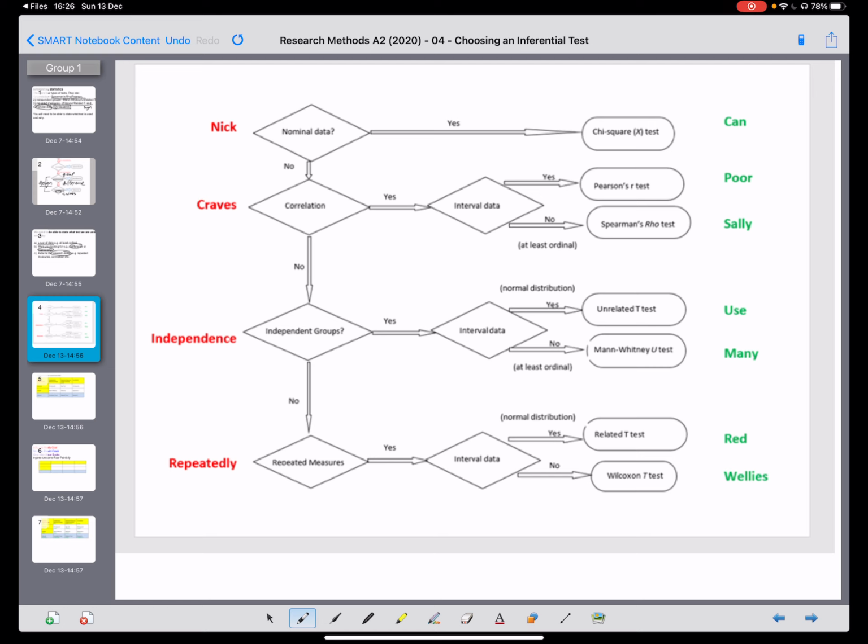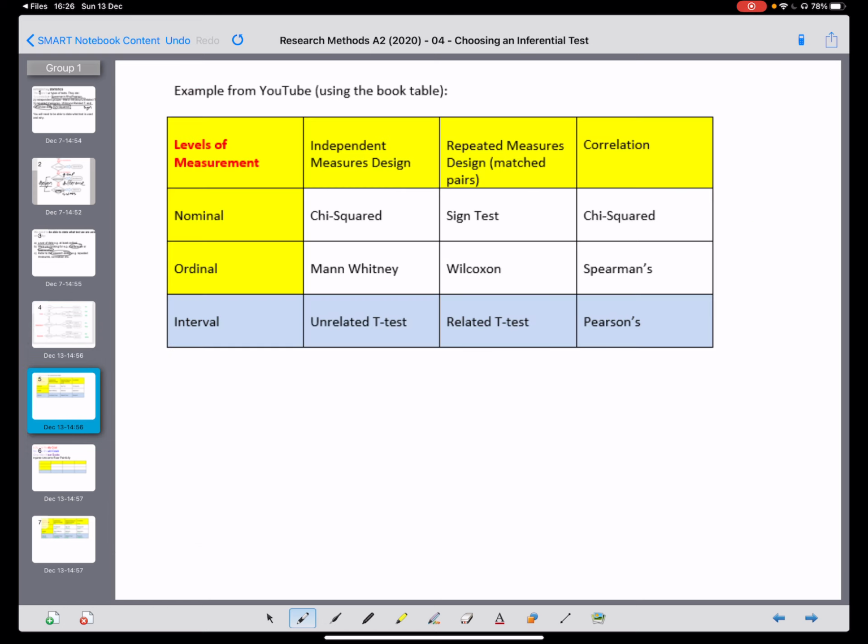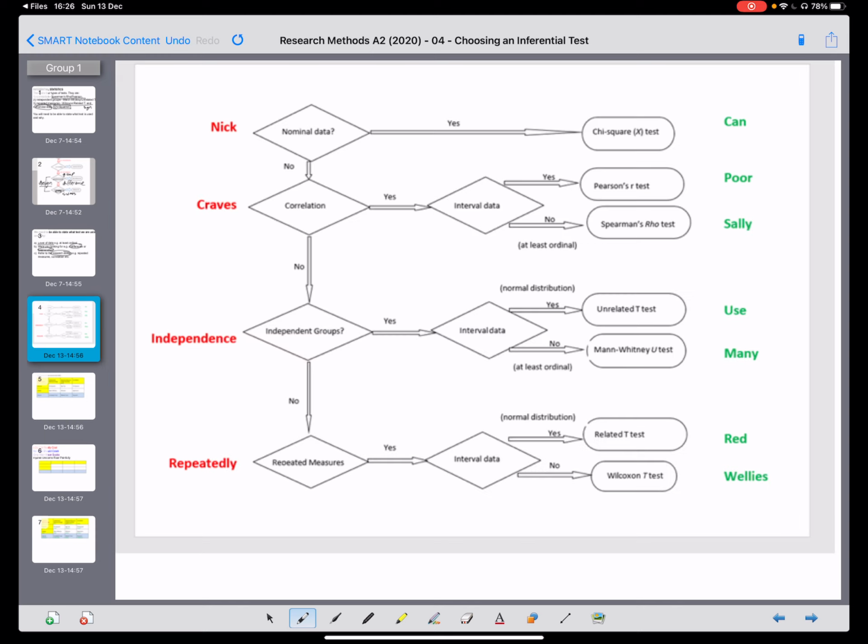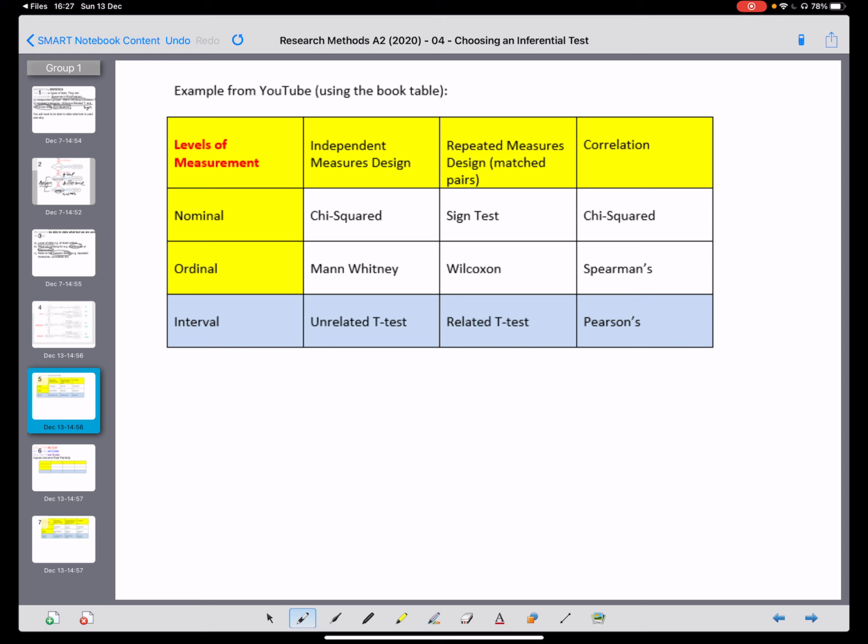Now there's another video on YouTube looking at a table that looks a bit like this. Okay, and I've added the color there just to make it a little bit more interesting. But how can I remember this table? Now I, for example, am happy with this type of flow diagram where I understand basically correlation, nominal data, and then I understand independent groups or repeated measures. And then from there, I can decide about the data, whether it's nominal or interval, and ordinal, at least ordinal or interval. But of course, some of you might find this particular table more interesting.